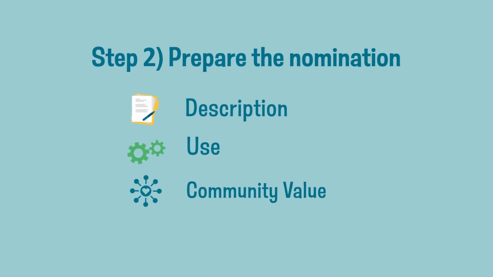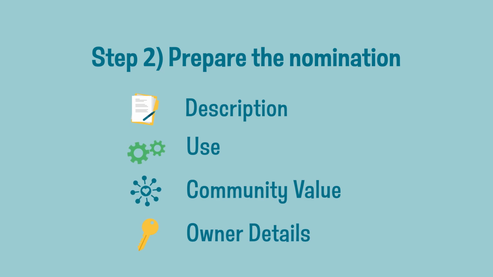Step 2, prepare the nomination. Gather all the information you need to complete our application. If the asset isn't currently available to the community, for example, a business closed over recent years, you need to explain in your nomination how you would bring it back into community use in the near future.